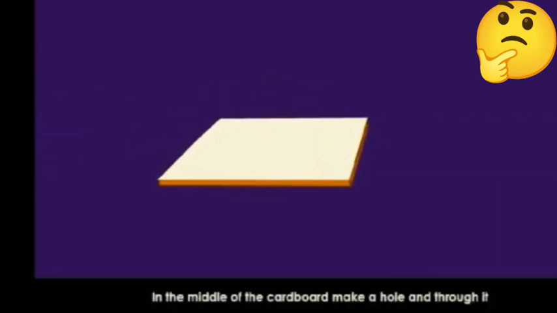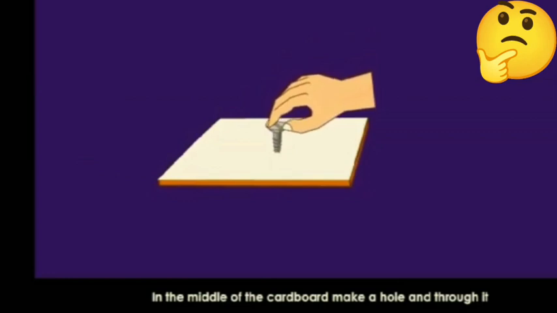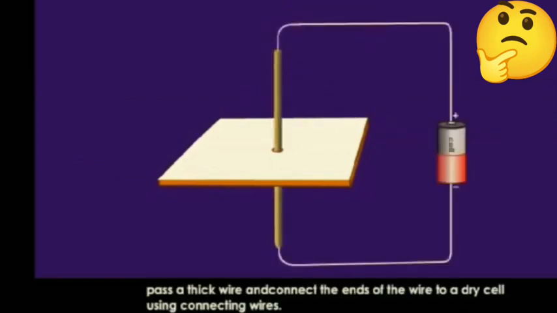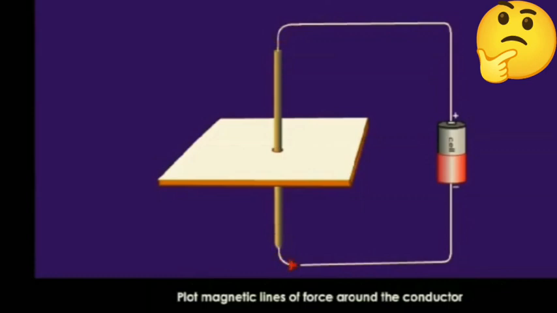In the middle of the cardboard, we will make a hole and through it pass a thick wire and connect the ends of the wire with a dry cell. You can see that current is flowing in the wire from positive to negative.